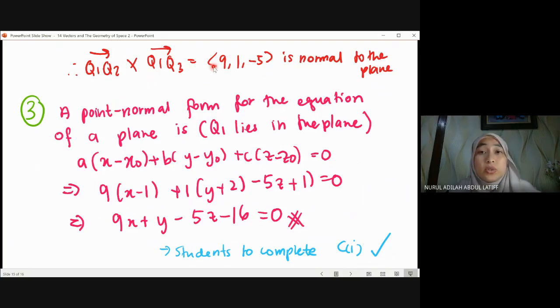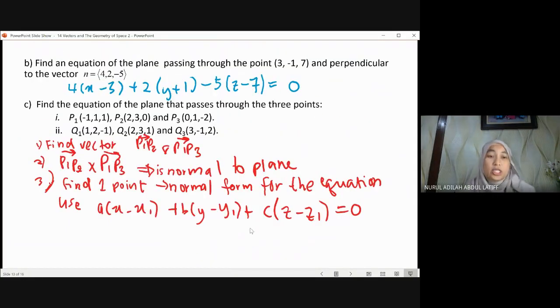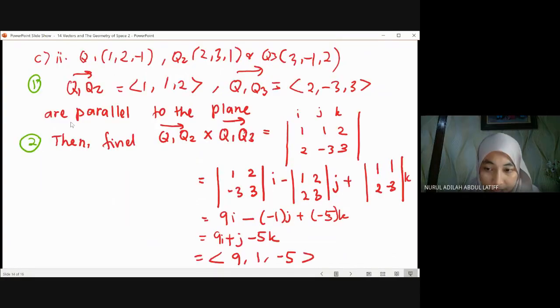So just substitute N and also Q1, you get 9(x minus 1) plus (y plus 2) minus, oh, we missed the brackets, you put brackets, 5(z plus 1). So you expand it, you'll get 9x plus y minus 5z minus 16 is equal to 0. So, students, complete Q1, which is actually this one. Try to complete this one and then share the answer with me, whether you did it correct or wrong. I will have a look at this.